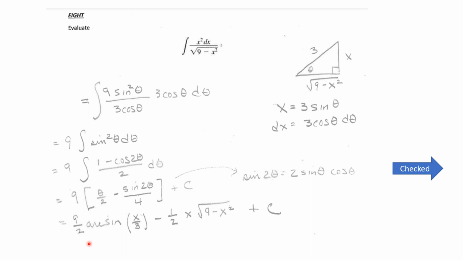So if you do that, we get as our final answer 9 over 2 arc sine of x over 3 minus 1/2 x times the square root of 9 minus x squared, because that's sine theta and cosine theta. And then I'm going to say plus c. So that is what we get for that answer.